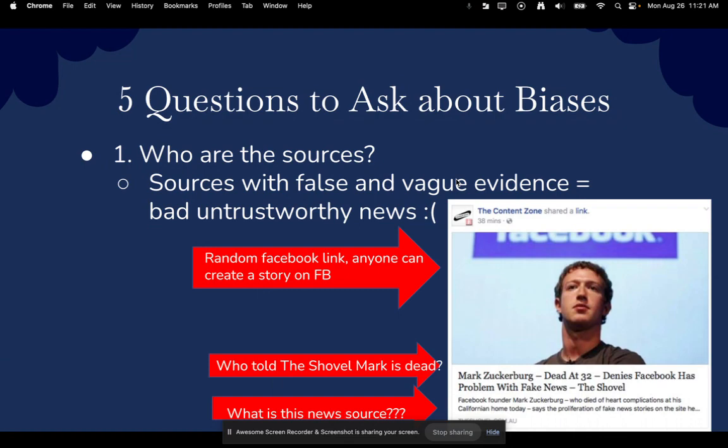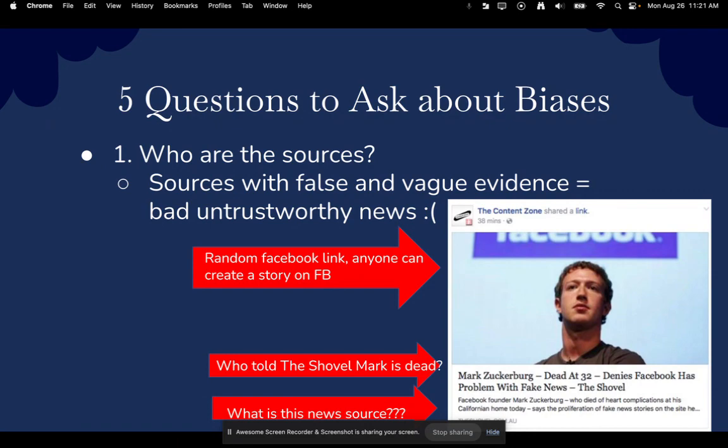So, what about the bad news sources, the ones that have untrustworthy news? For example, here is a post. It is on Facebook. It says Mark Zuckerberg dead at 32, which we know today he's still alive. So the first thing that you should look for is, where is this news headline coming from? And this is a Facebook post. Now, anybody can post anything on Facebook, okay?